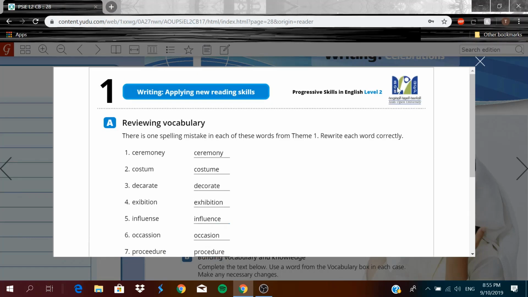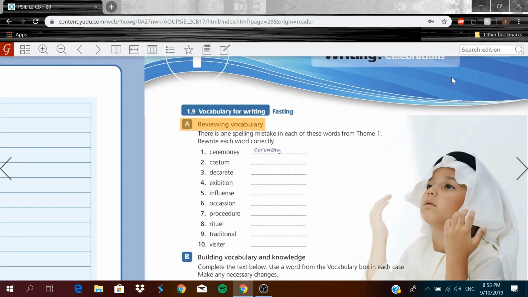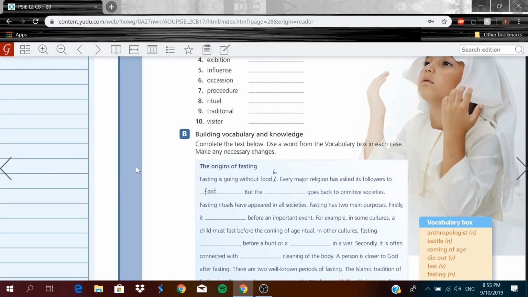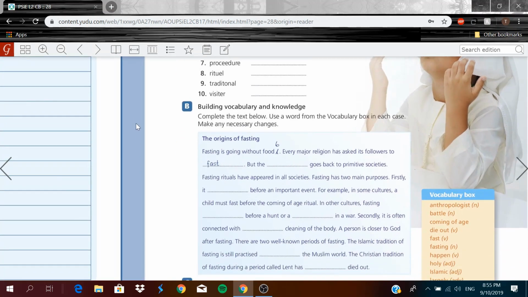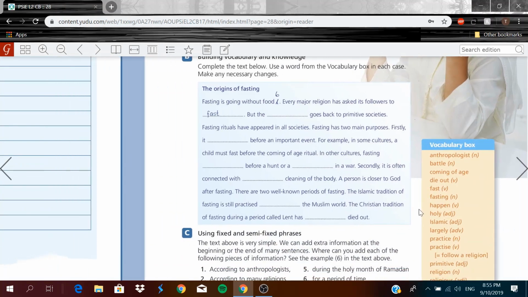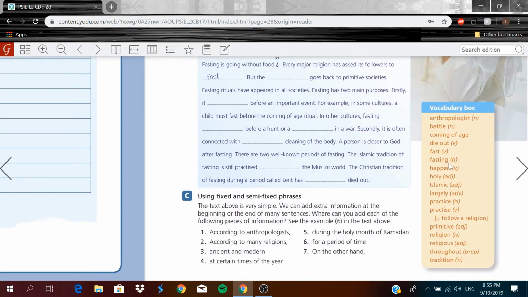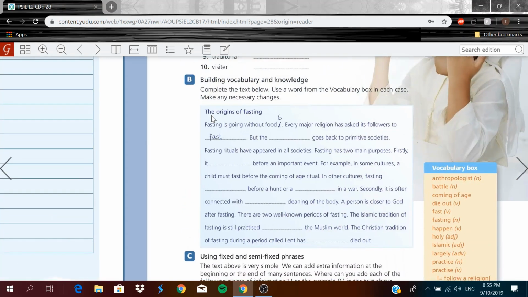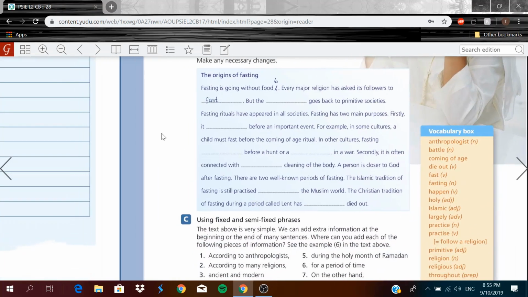Okay, so now let's move to exercise B. Here we have building vocab and knowledge. Complete the text below and use a word from the vocab box in each case, and make any necessary changes. So again, we'll read the vocab box first, and this one's going to be a long one, right? So you guys know what to do. Write them down and get that pronunciation right, and then we'll dive into exercise B. So here we go.